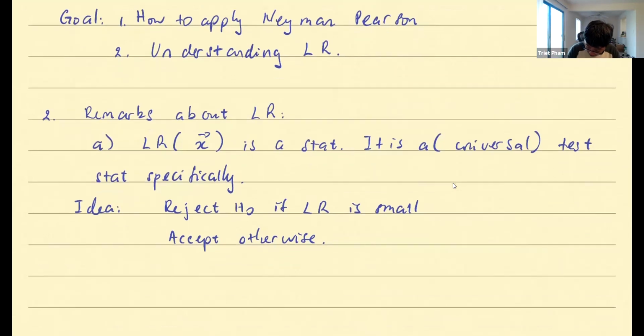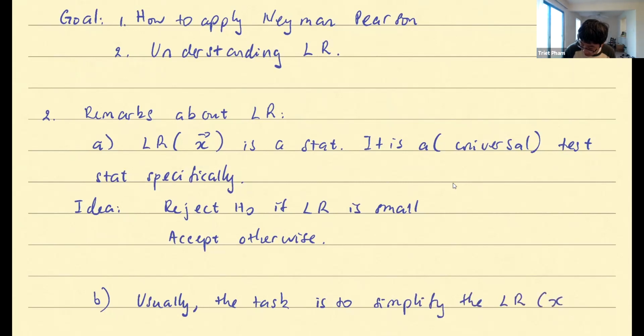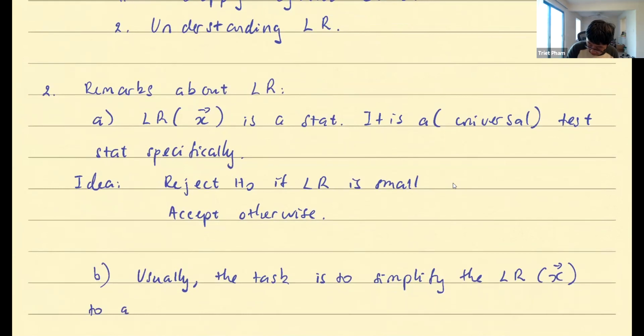All right, but now B. The next observation is this: usually the task, and this depends on who you talk to, you don't have to do it, maybe you have to do it, the task is to simplify the likelihood ratio, which is a stat already, to a dependence on another, more intuitive test stat.